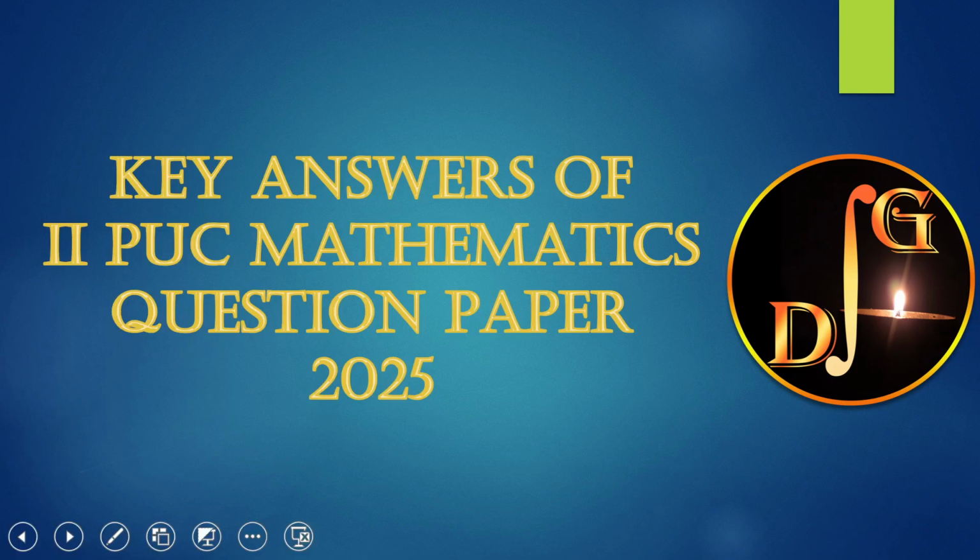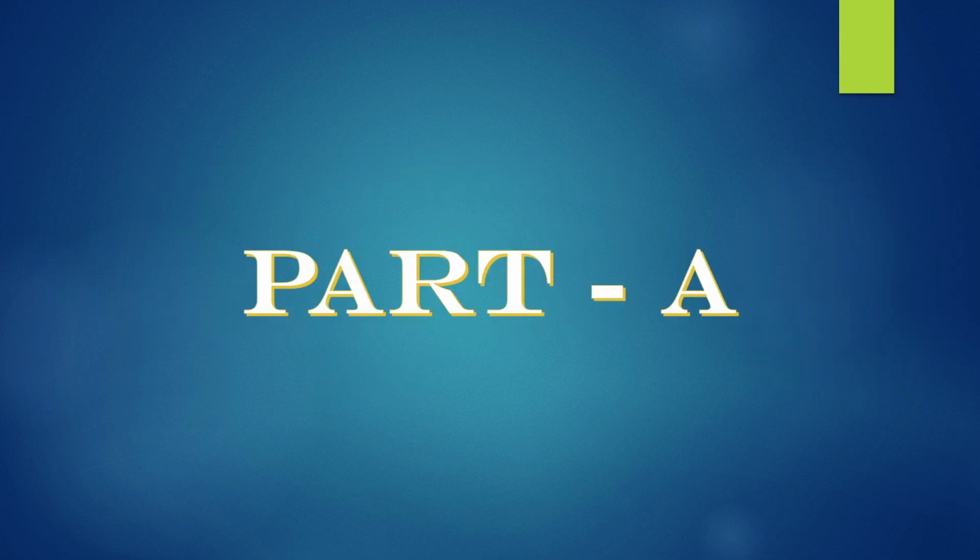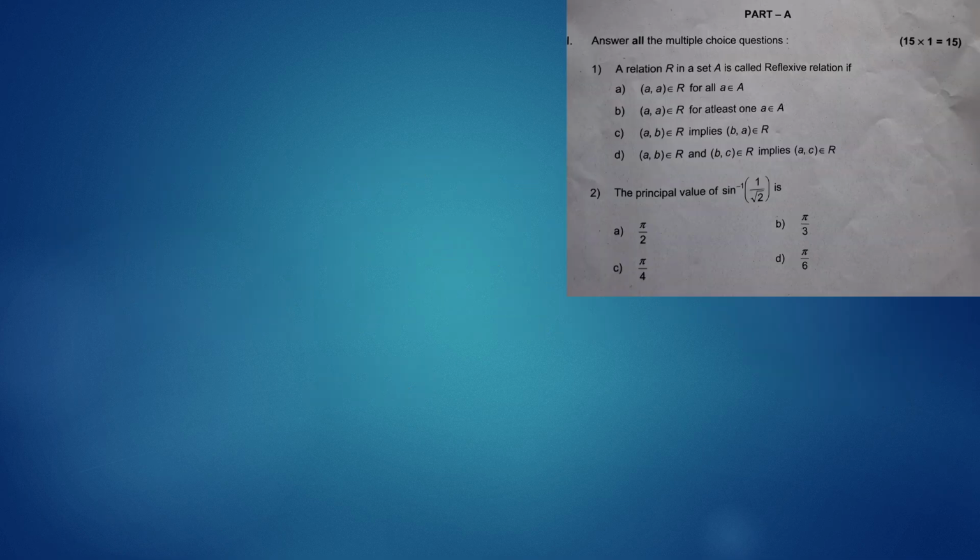Hello everyone, let us discuss the key answers of second PUC Mathematics question paper. Let us start from part A. So the first question is directly the definition of reflexive relation. We know that the definition is (A, A) belongs to R for all A belongs to A. So the answer is option E.